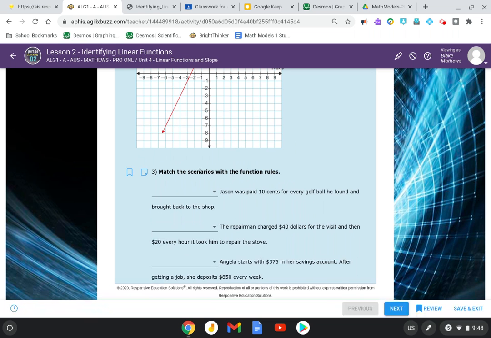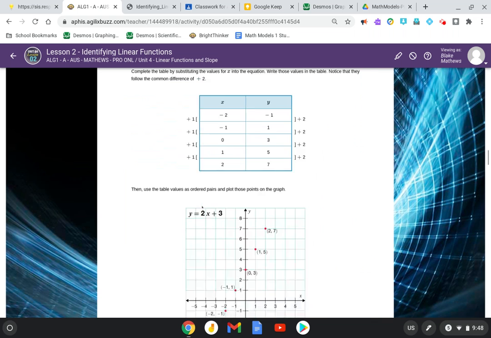This one, match the scenarios with the function rules. You need to find the equation that illustrates this concept. It's pretty straightforward. I don't want to overthink this too much, but if you're looking for something about 10 cents for every golf ball, somewhere in that is going to be 10, right? And for instance, here, the repairman charged $40, you know 40 and 20 are going to be somewhere in that equation. There's only 3 options. I'm sure that if you just use common sense, you can figure this one out, which of these function rules matches the equation. So just find the numbers that match what you're looking at.